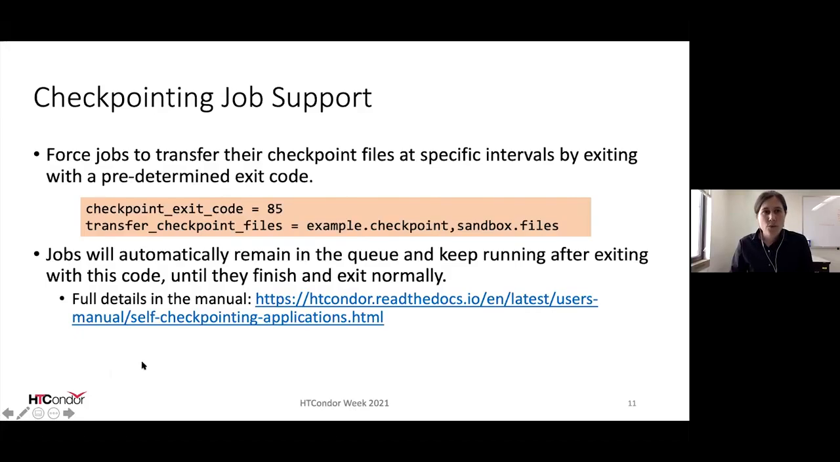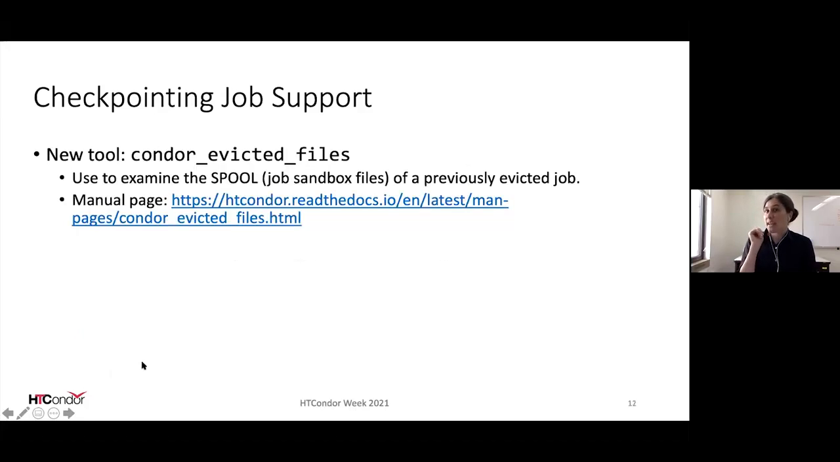I think there's another tool related to checkpointing, which would be quite handy if you were using the previous feature. And this tool is called Condor Evicted Files, and it allows you to look at the spool, or the preserved files from an eviction, more easily. So previously, a job gets evicted, files that are being saved, the sandbox files, go to the spool location, but they were hard to access or check on. And so this tool gives a way to do that.